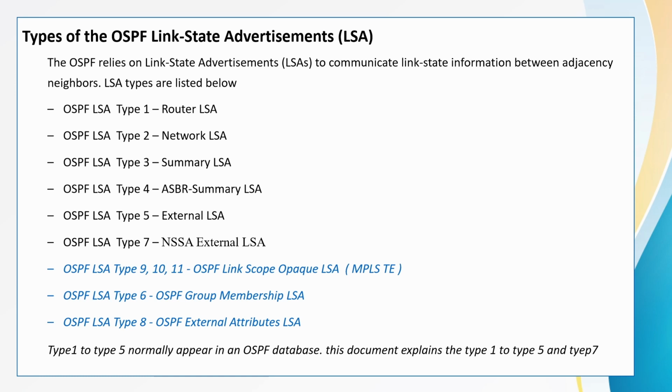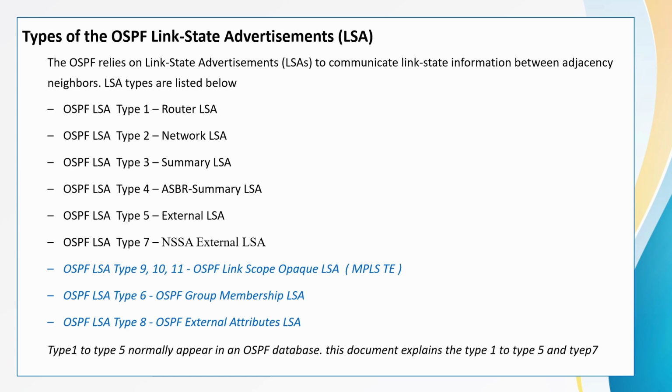So, types of the OSPF link states advertisement. OSPF relies on the link states advertisement to communicate the link states information between adjacent neighbors. LSA types are listed below. OSPF LSA type 1, also named router LSA. Type 2, network LSA. Type 3, summary LSA. Type 4 is ASBR summary LSA. Type 5 is called external LSA. Type 7, name is NSSA external LSA.